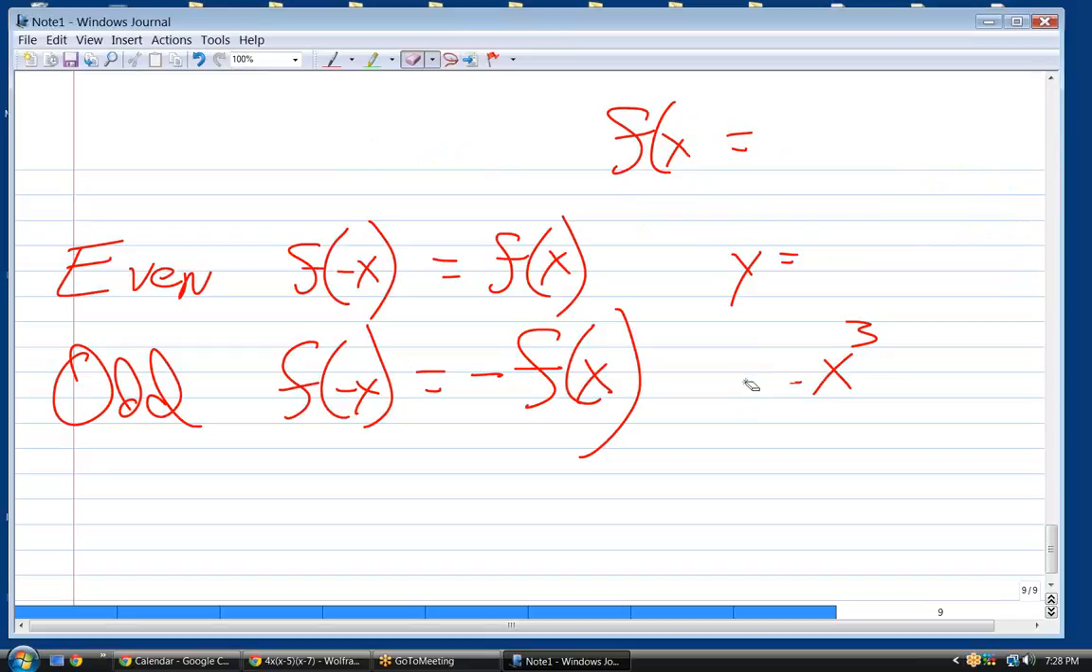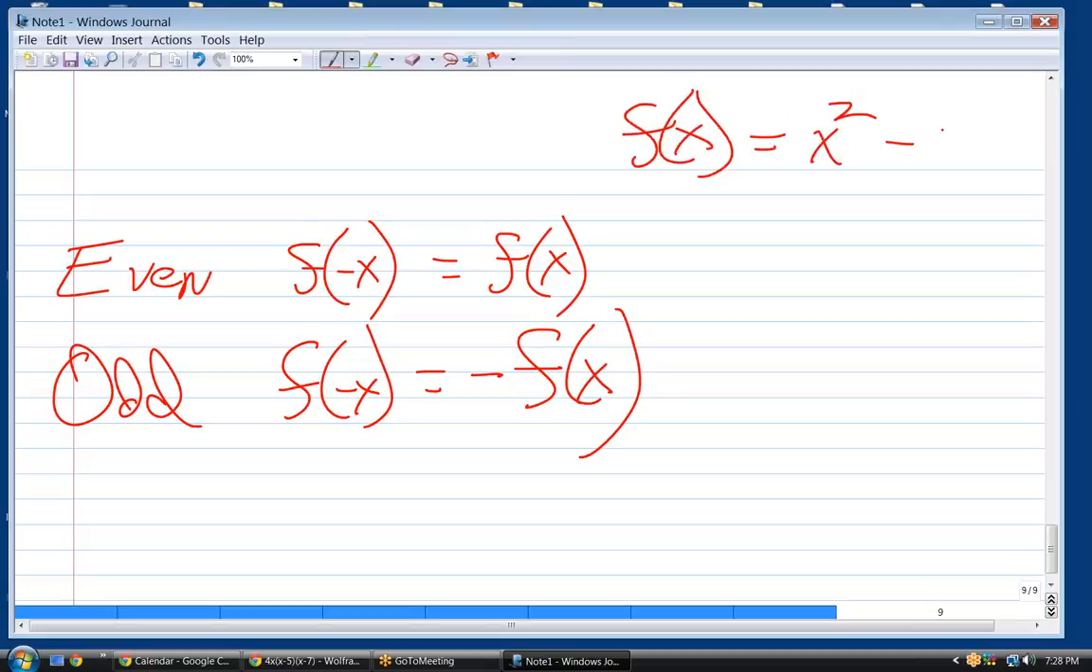Got another one? X squared minus x. So f of x is x squared minus x. Okay, what's f of minus x equal to? Negative x squared. Wait, just x squared, plus x. Now, is that f of x? No. Is it minus f of x? Neither. It's neither.